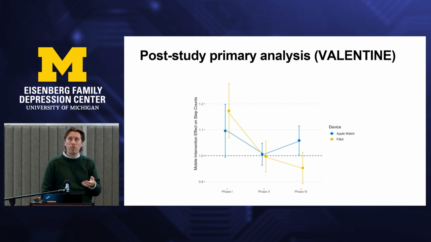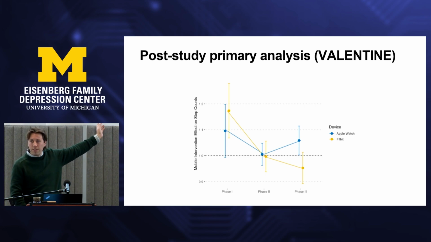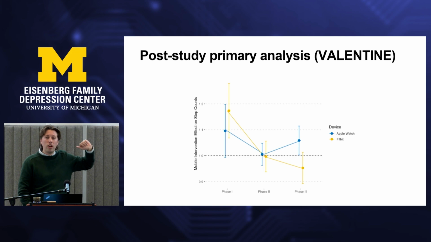So phase 1 is the first, I think, 2 months, and then phase 2 is the next little window of time, and phase 3 is later. What you see is a significant effect for Fitbit in that first phase, and then it dissipates over time. This is sort of your standard time-varying effect you'll see in an MRT, which is early on, you might see an effect, but later on you won't.